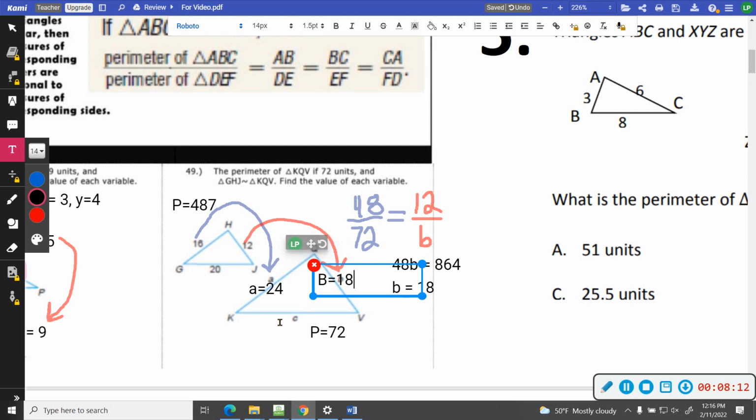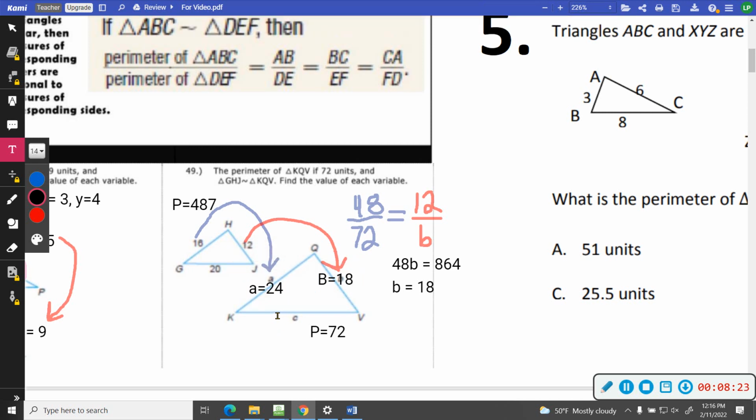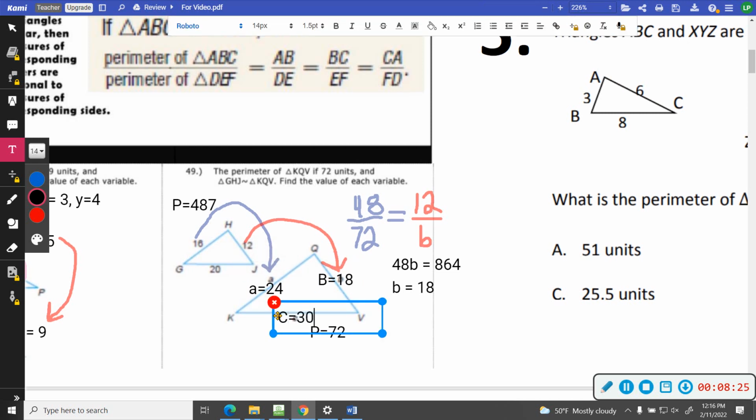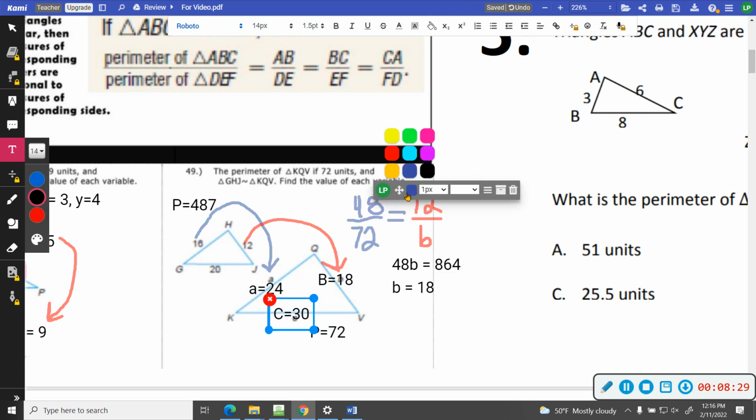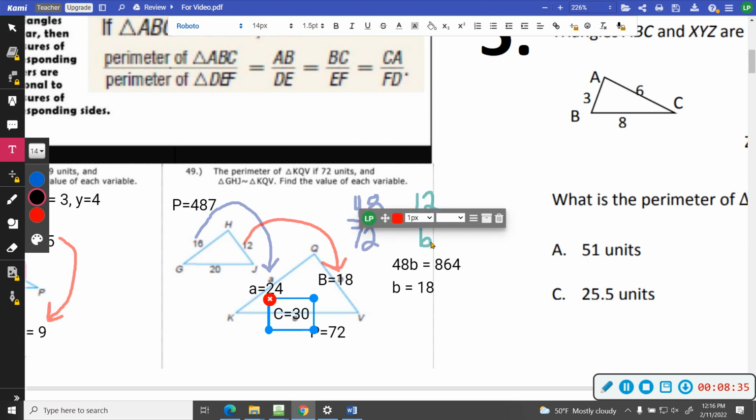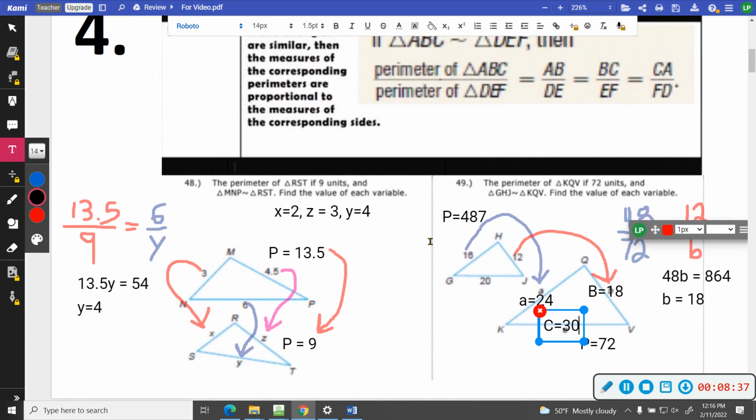So right here, I know B is 18. Now, if you're confident with your work, you know the perimeter is 72. So to find C, you could technically take 72 minus 24 minus 18, and I got 30. And it looks to be about 30. So I'm going to trust the rest of my work, or I could set it up as a proportion where I would put 20 over C. And I should get the same thing either way. So that is question number 4.